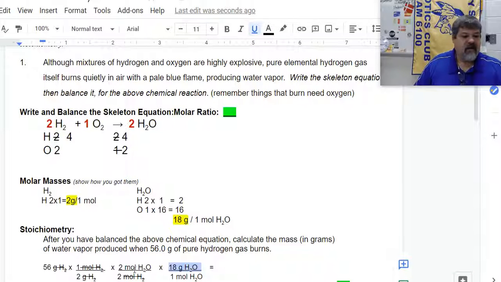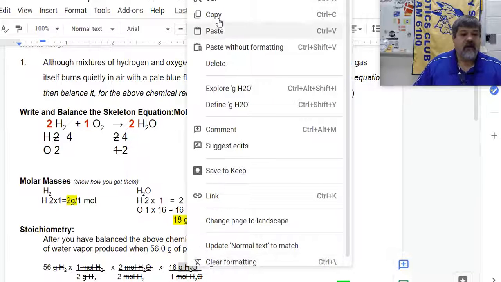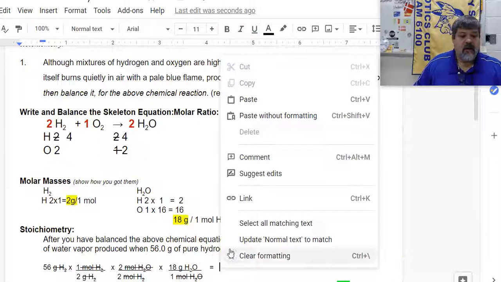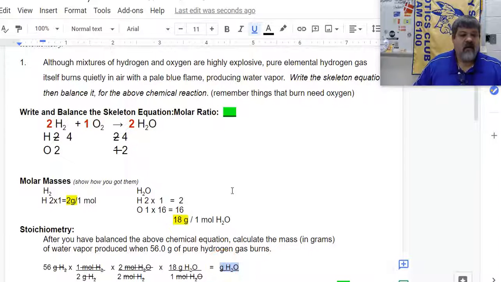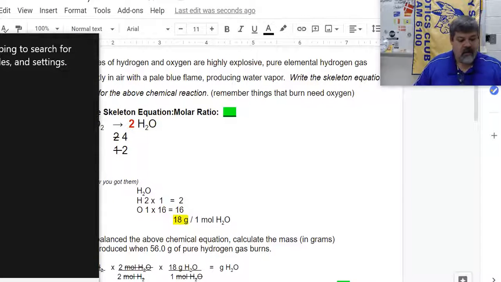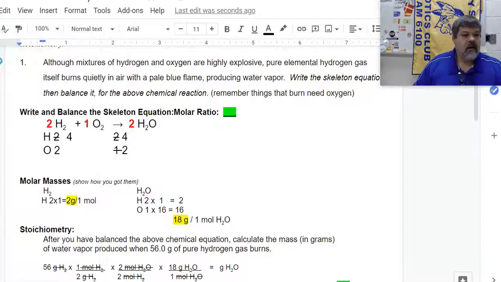Now I'm going to get rid of everything else. I have moles of water here and moles of water here, so we're going to get rid of those. I've gotten rid of all my units because remember, if there's a unit left, it needs to be in your answer, but we need to get rid of everything that we can. So we're left with grams of water. Let's go back up to the question. It says, after you have balanced the above chemical equation, calculate the mass in grams of water vapor. That's what it's asking for. So we know that our answer is going to be in grams of water vapor, but we have to calculate that out. So we're going to go ahead and do the math. I'm going to quickly pull up our calculator.